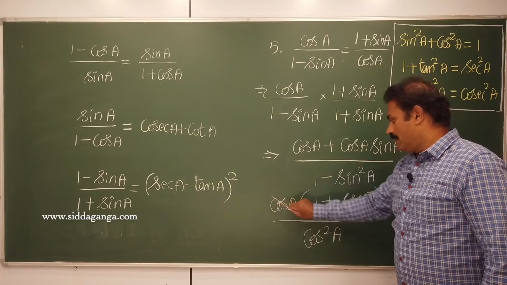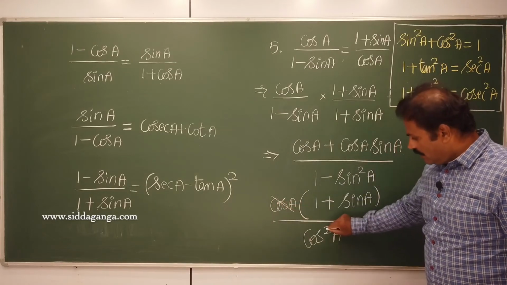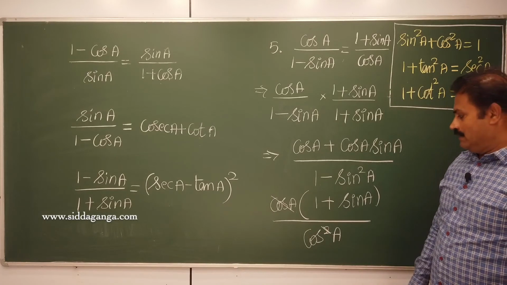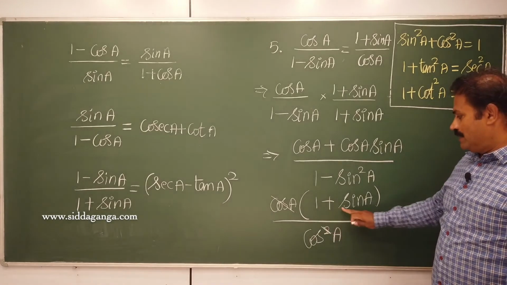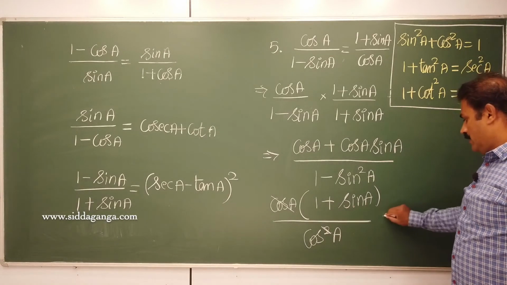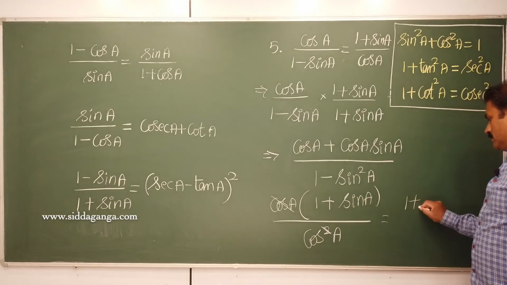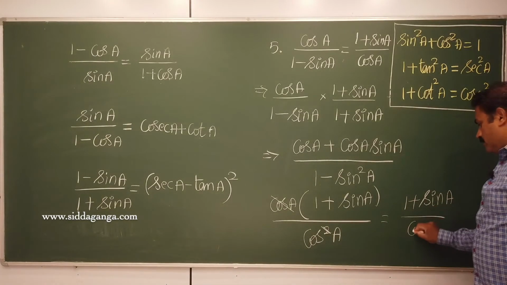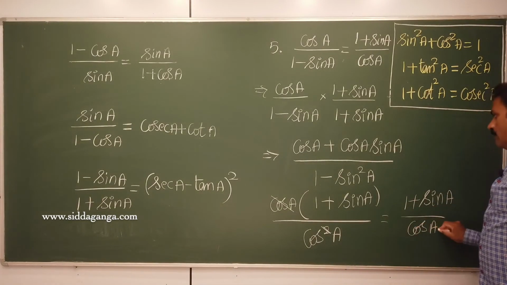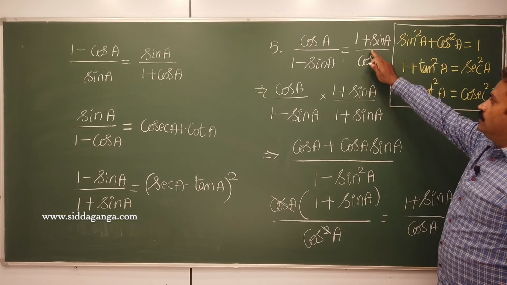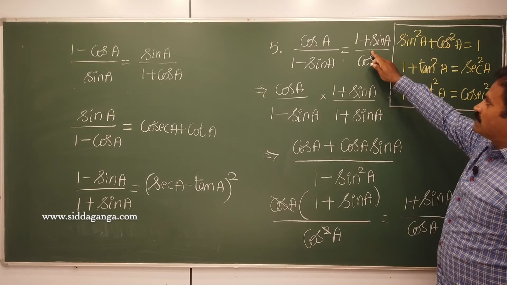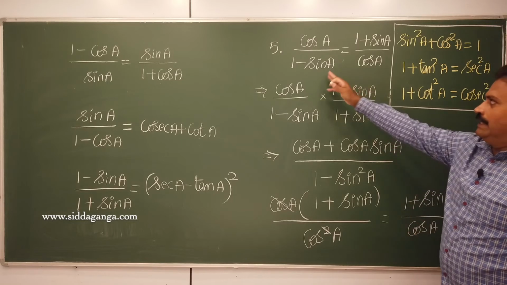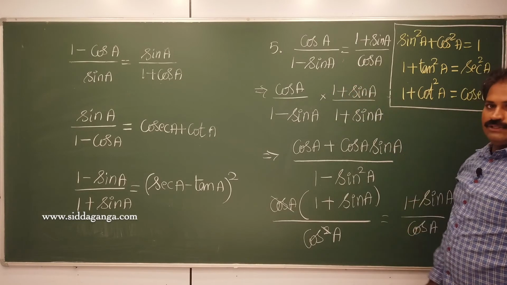So what you can do is cancel cos A and one of the cos out of cos square A. Here we are left with 1 plus sin A by cos A. And on the right side, you were needed to prove 1 plus sin A by cos A, and this is 1 plus sin A by cos A. Therefore, LHS is equal to RHS.